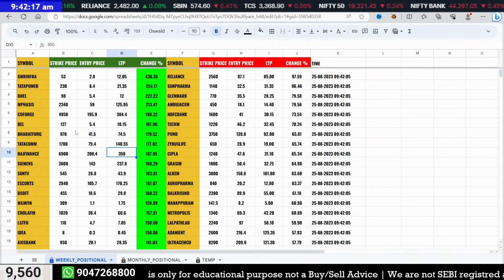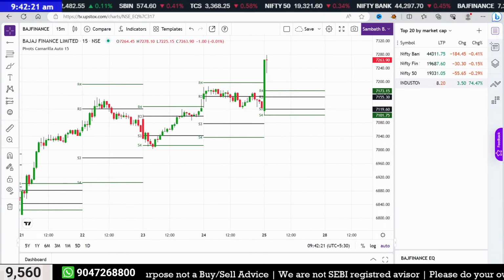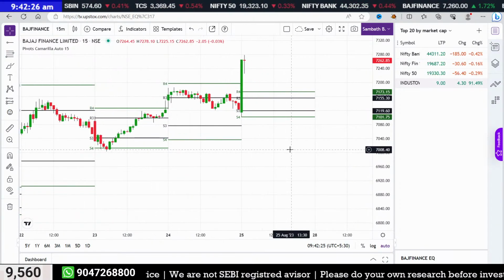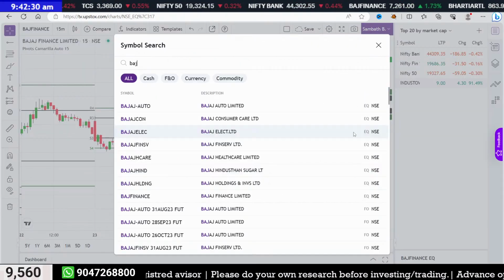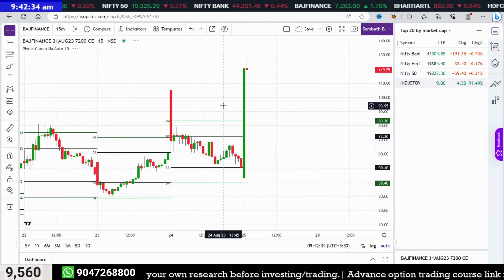Now it is moving towards 350. So already moved. So at this moment it is 7,200. So our entry point 6,900 already moved. And in the 15 minutes, it's a huge big candle. So maybe a quick scalping on Bajaj Finance 7200 call option, maybe if you are looking for.